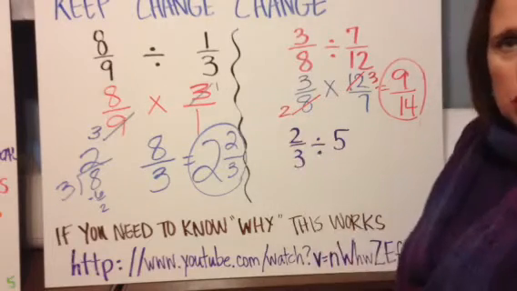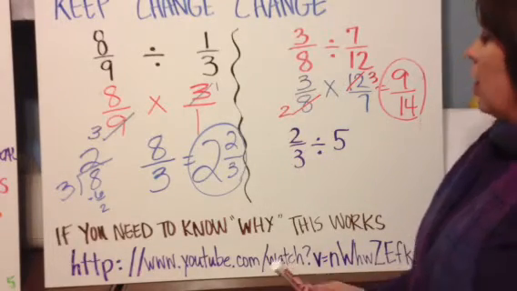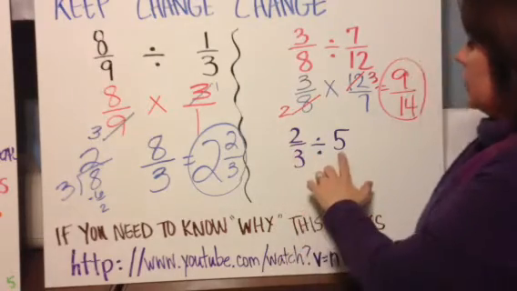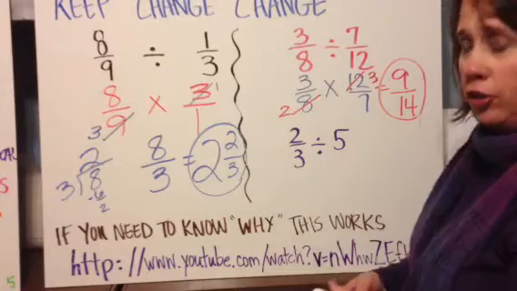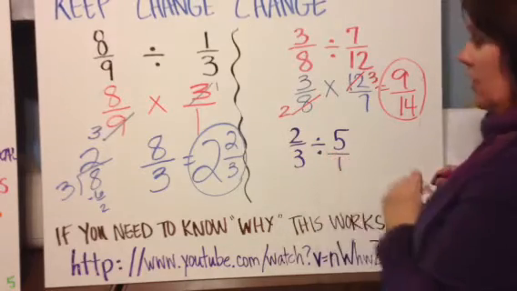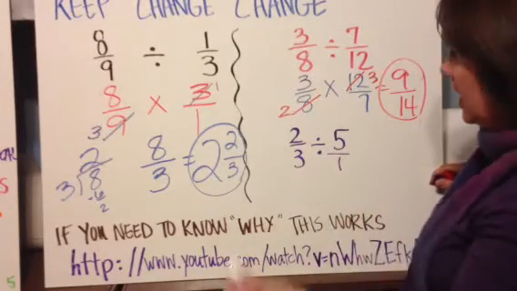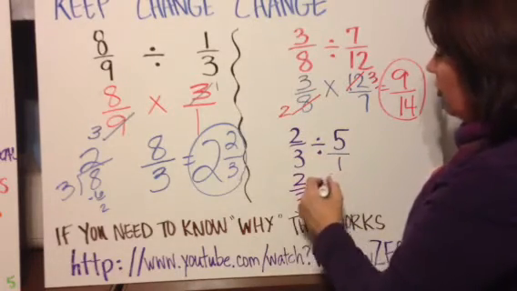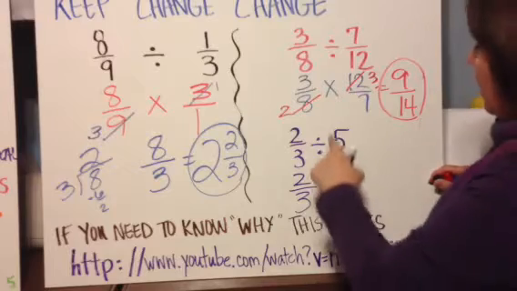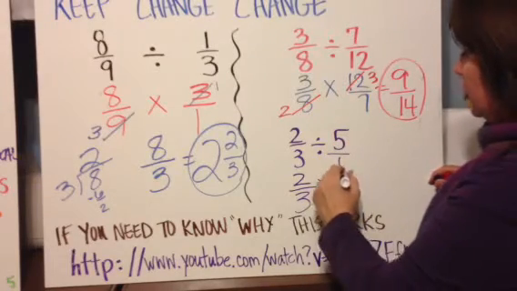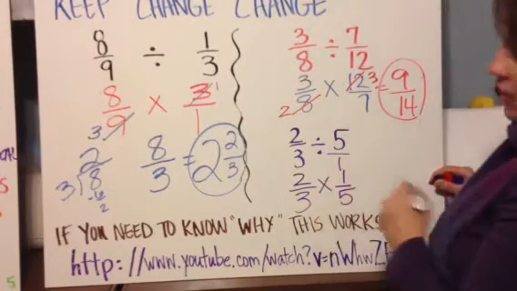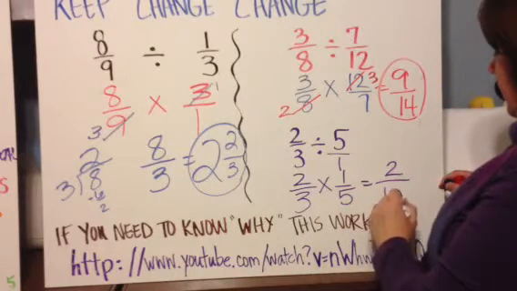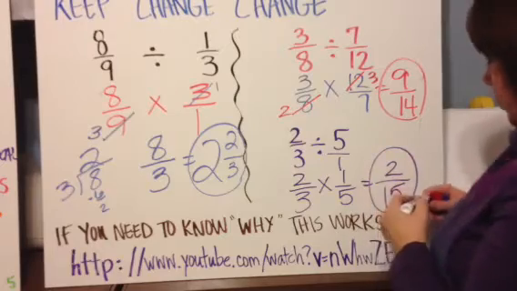Let's look at this problem. Originally, it said 2/3 divided by 5. The only thing I need to make sure to do before I keep, change, change is to make sure that I write this whole number as a fraction. 5 whole is 5/1. And then I keep 2/3 the same, change the division to multiplication, and change the second fraction to its reciprocal. Then I multiply. 2 times 1 is 2. 3 times 5 is 15. And 2/15 is in simplest form.